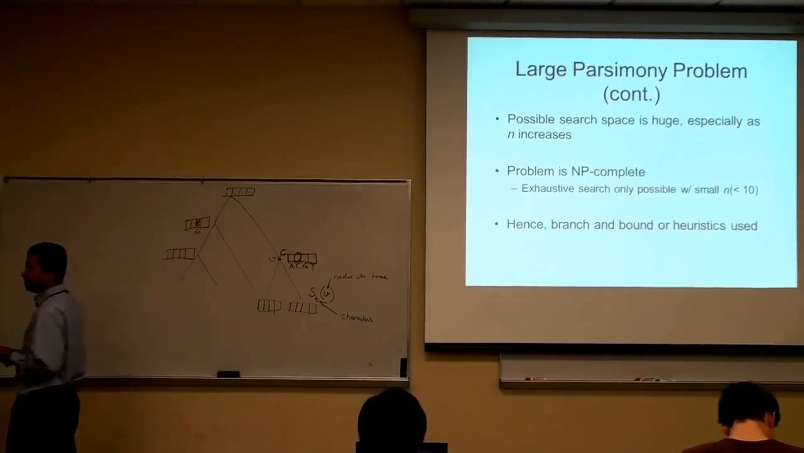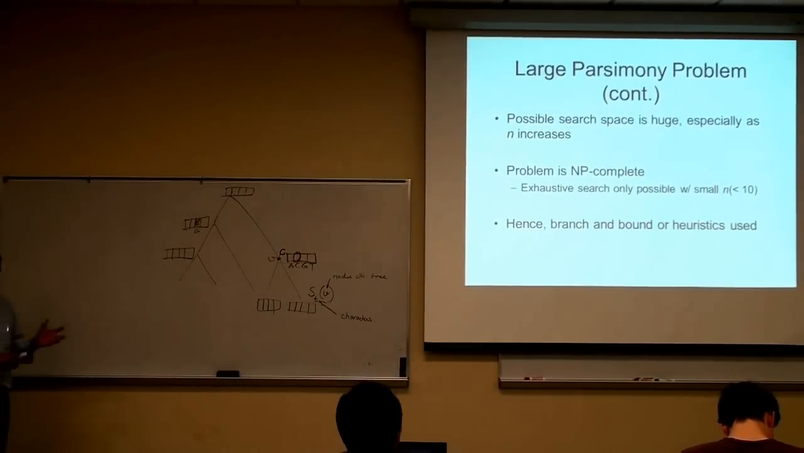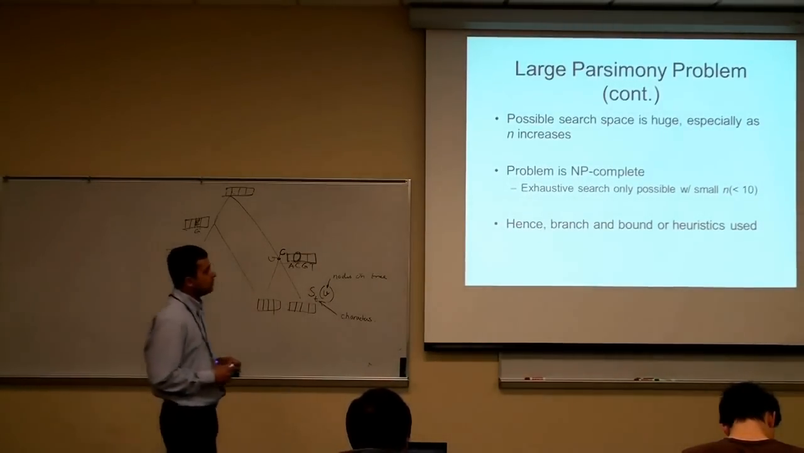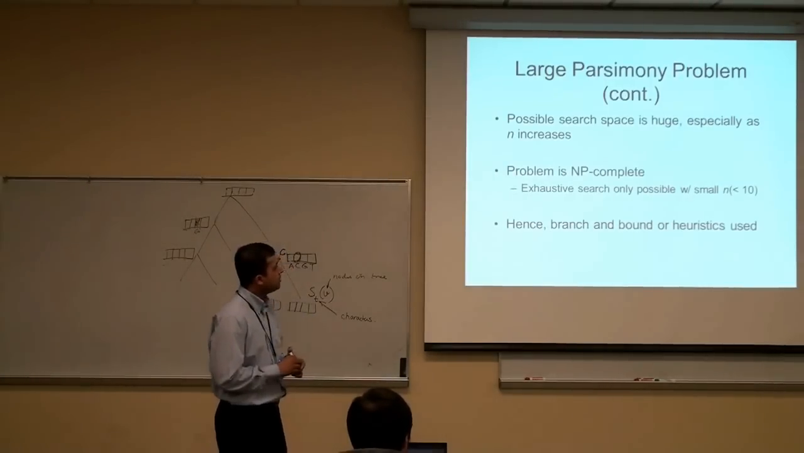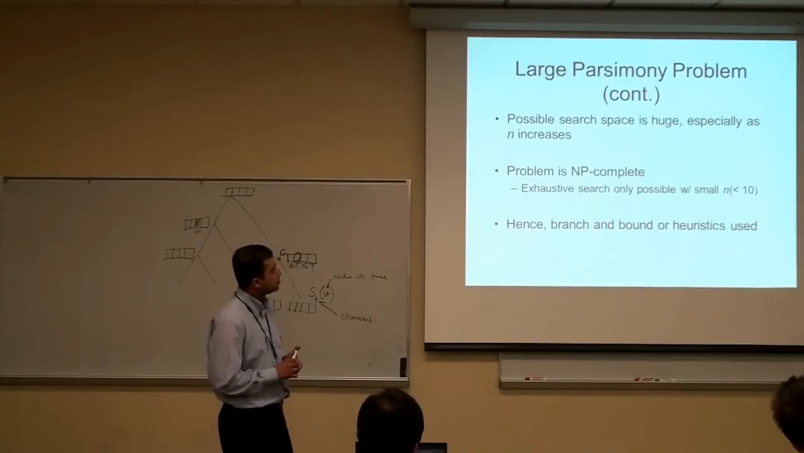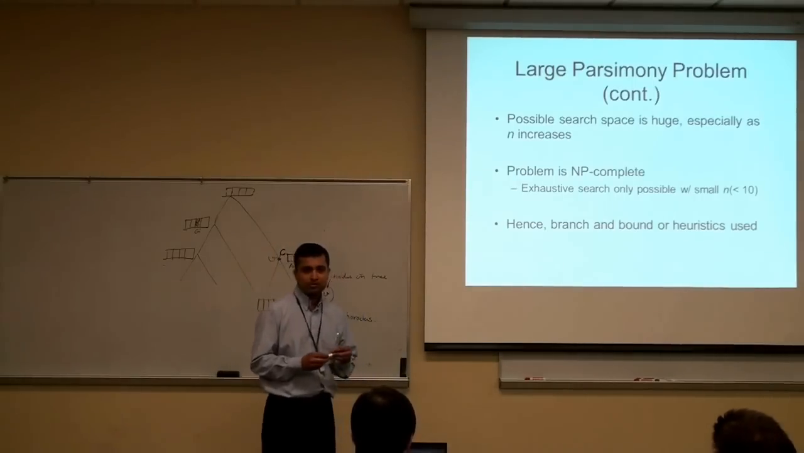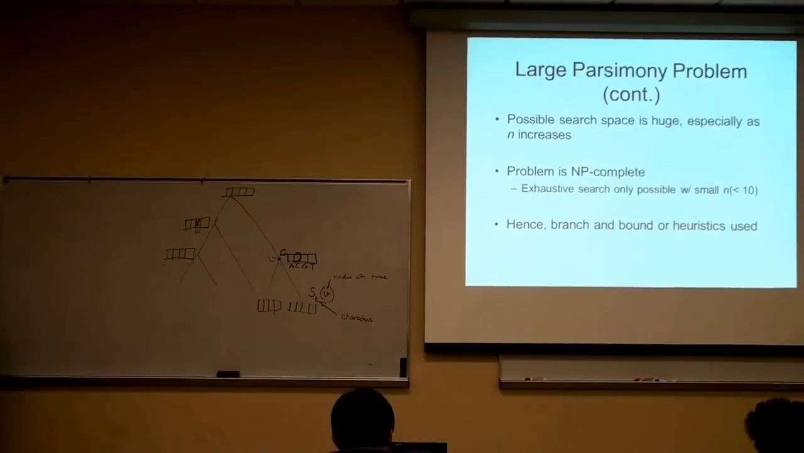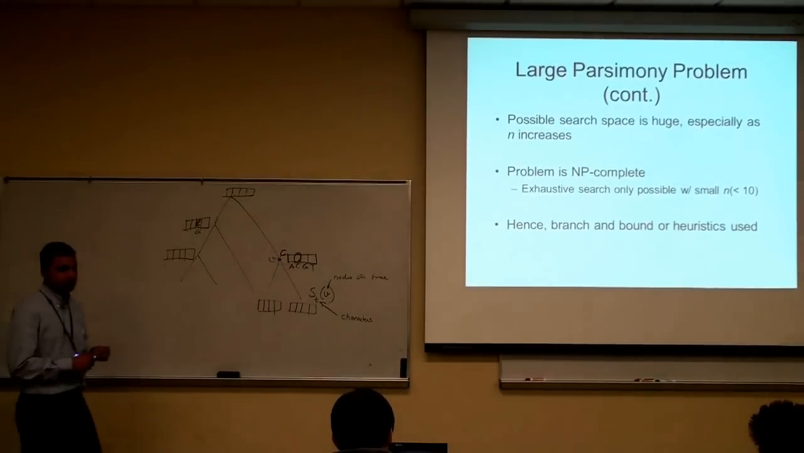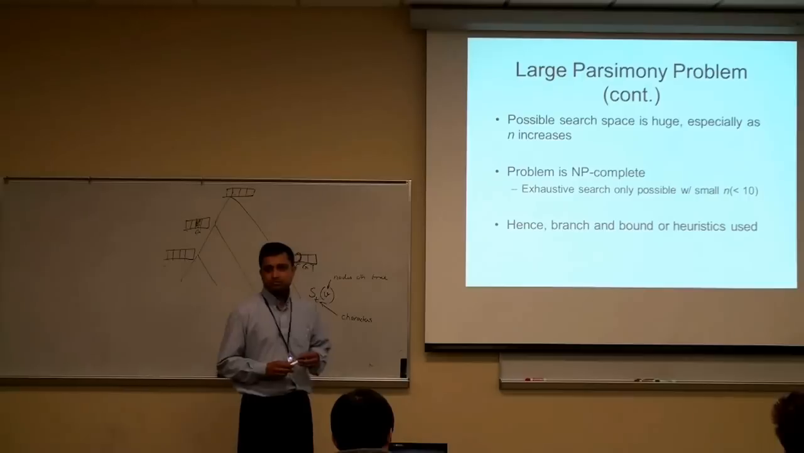We discussed this earlier in the very beginning of this PowerPoint. The number of trees, rooted trees, is very large. The problem is NP-complete. An exhaustive search would be possible only with a very small number of species. If you're an evolutionary biologist wanting to build a tree out of 100 bacterial genomes, it's out of the question.